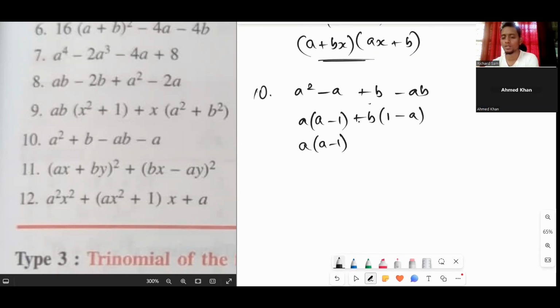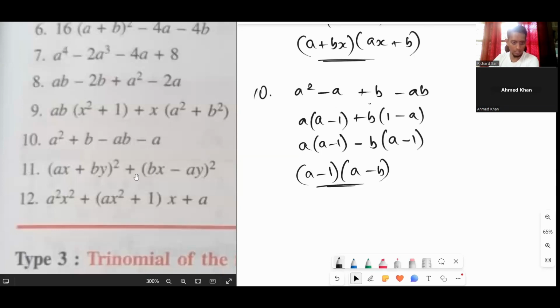Changing the sign outside. Minus b, take it as plus b, plus b, take it as minus b. And then this 1 minus a can be written as a minus 1. Okay, so now it's in order. So we have a minus 1 into a minus b.